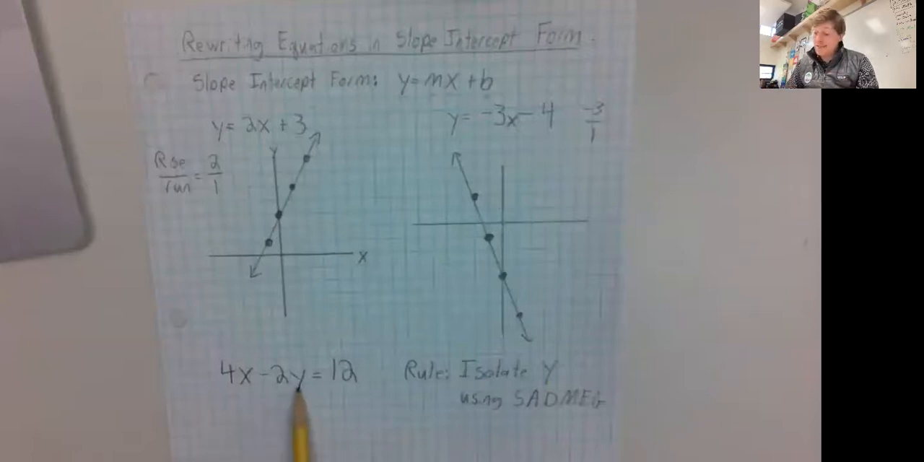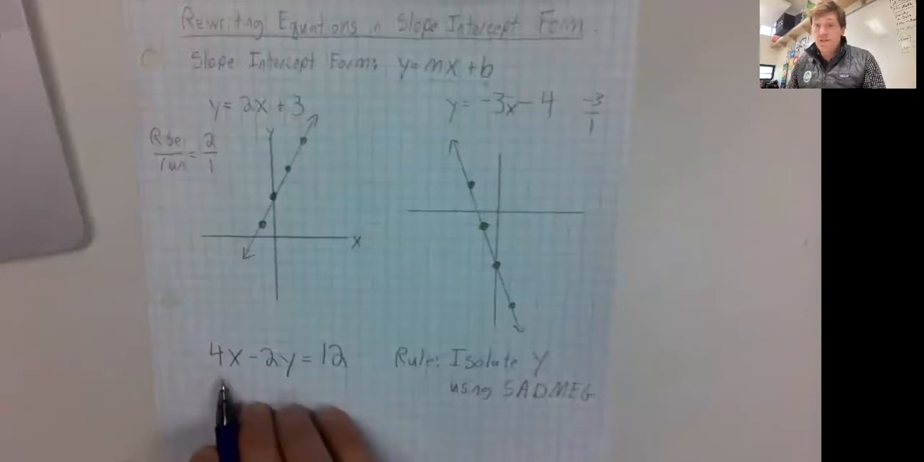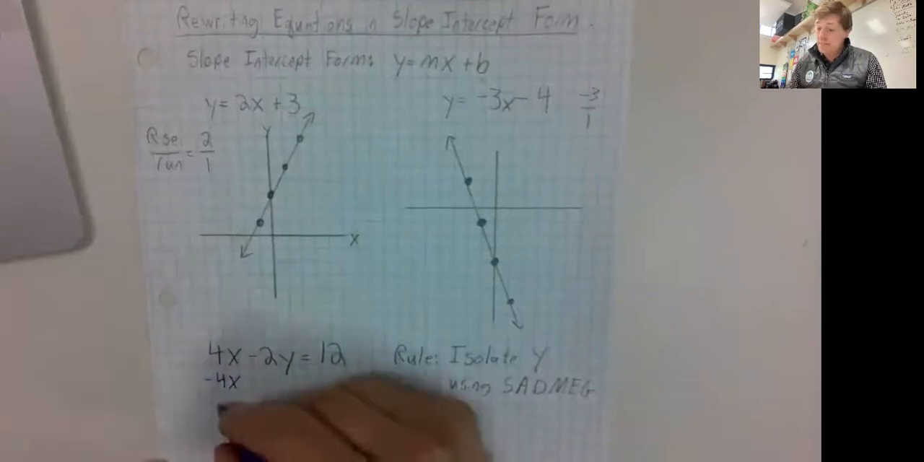Right now, though, it's embedded in this left side of the equation. There's this 4x we've got to get rid of, and there's a -2 that's in front of the y. Well, according to SAD-MEG, we need to do some adding and subtracting first. So what we're going to do is get rid of this 4x, and bring it over to the other side. Remember, we're trying to get y all by itself. So since this is a 4x, I'm going to take 4x away so that it drops out.